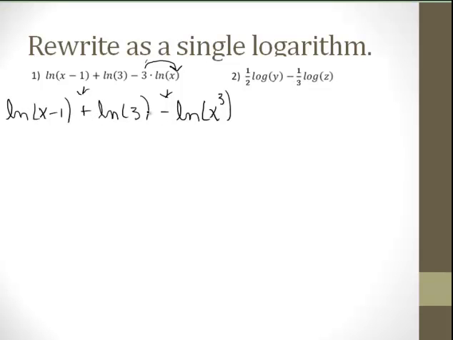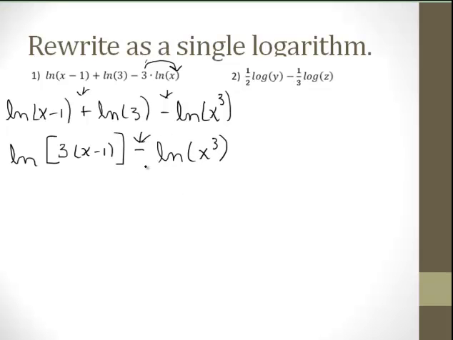Addition means we multiply these two, right? So we have natural log of 3 times x minus 1, minus natural log of x cubed. Now this means combining using division. Okay, so we're going to go ahead and distribute this little guy. So we're going to have the natural log of 3x minus 3 all over x cubed.